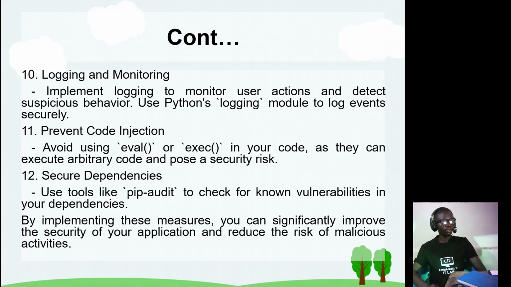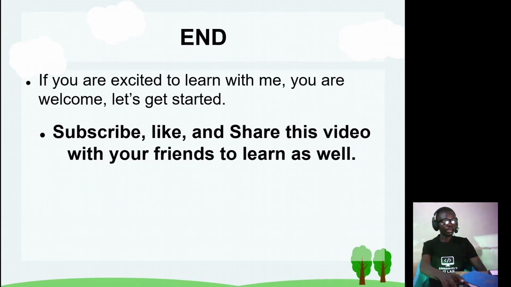Secure dependencies: use tools like pip audit to check for known vulnerabilities in your dependencies. So by implementing these measures, you can significantly improve the security of your application and reduce the risk of malicious activities. So in case you're excited to learn with me again, go ahead, finish up here and let us meet again.